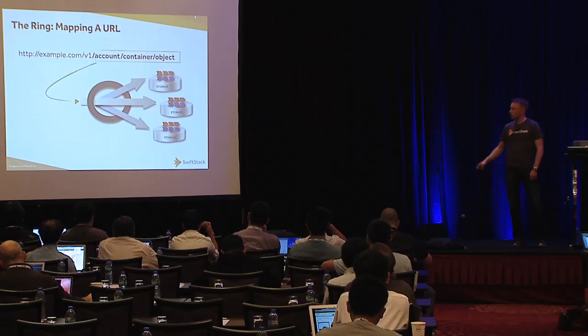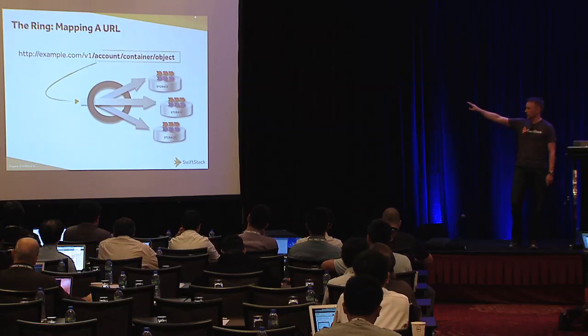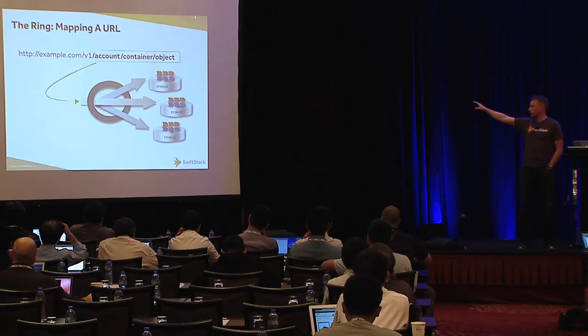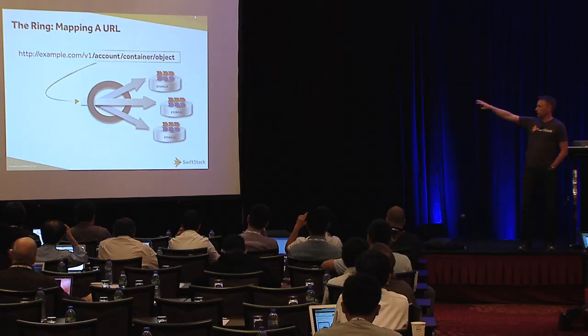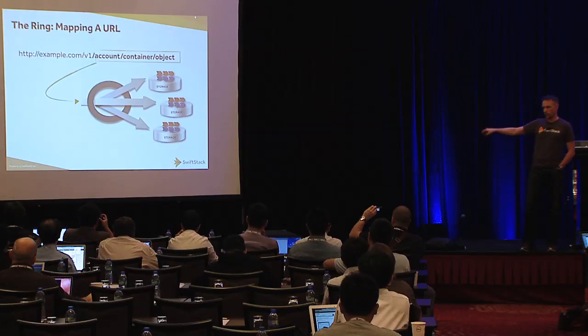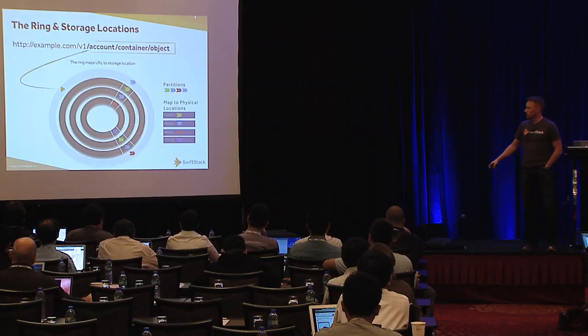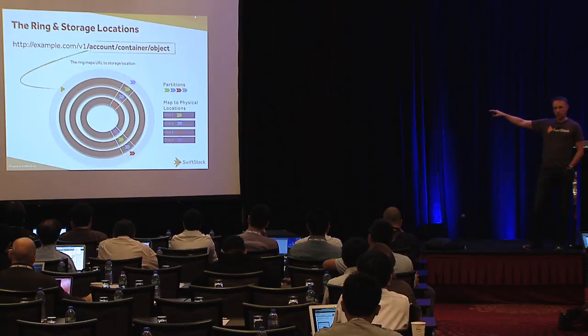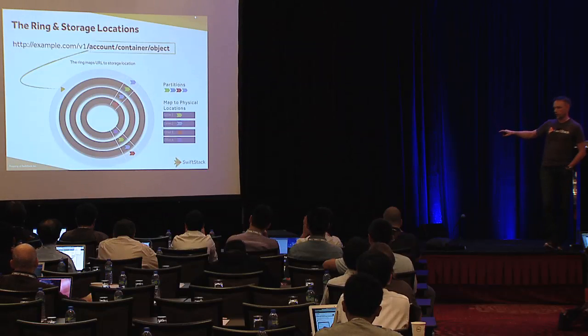So the ring creates the account, container, and object, and once it hits the proxy server, it shoots off three different copies to storage devices inside there. And the partitions are then mapped on the disks, and data gets spread in the cluster over these different partitions.